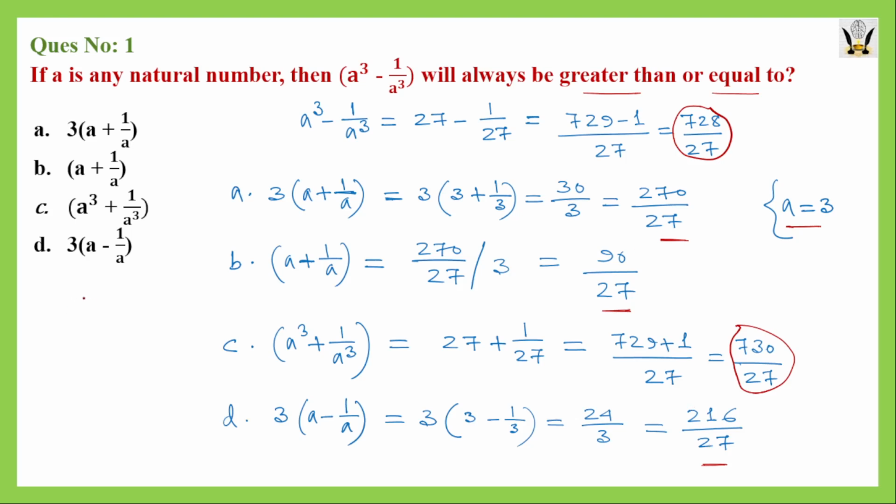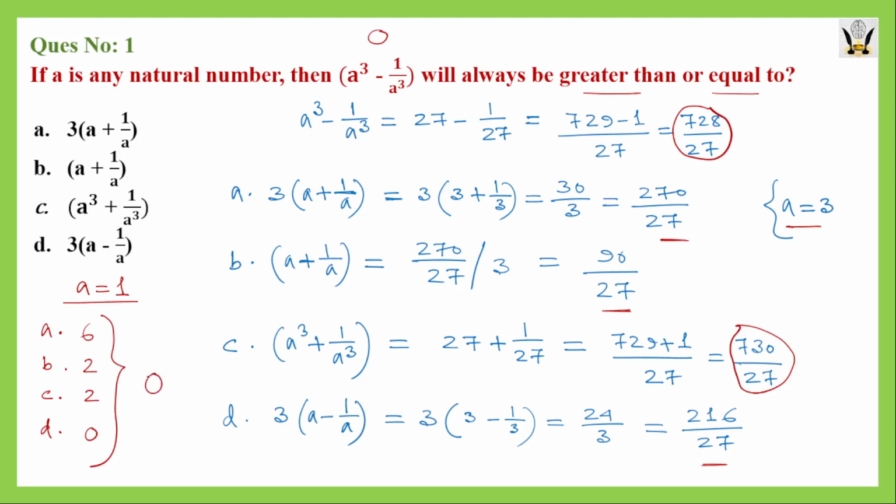Now suppose we choose a is equal to 1. Based on this value, the first option will be 1 plus 1, it will be 2, and then multiplied by 3, that will be 6. Then B will be 1 plus 1, 2. C is always more, so it will be again 1 plus 1, that will be 2. And D is 3 multiplied by 1 minus 1. 1 minus 1 is 0, and 3 multiplied by 0 is 0. And what is the value of the given expression? It is 1 minus 1, so that value will also be 0.